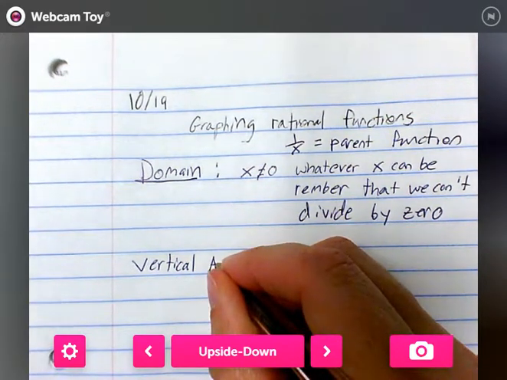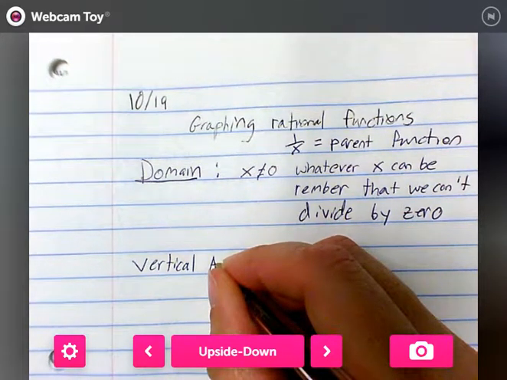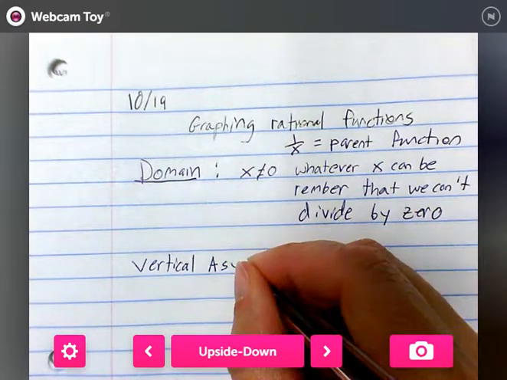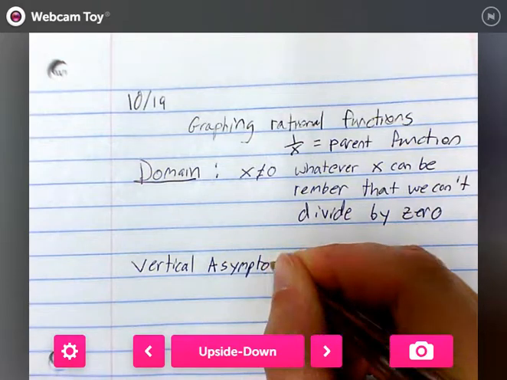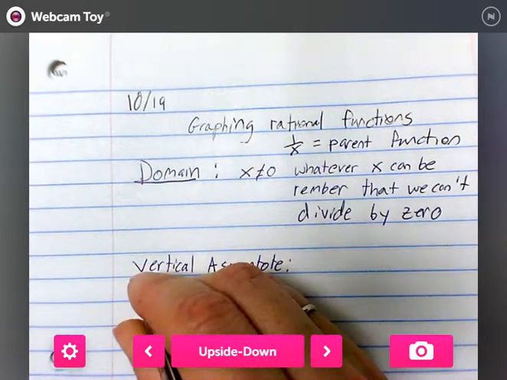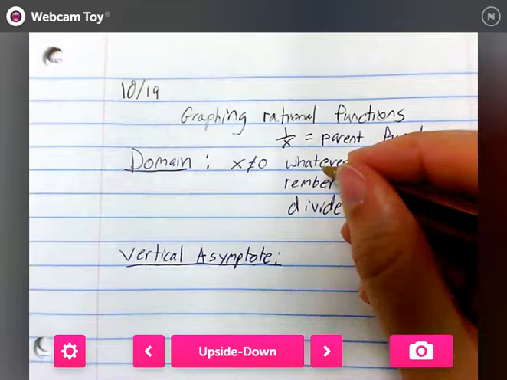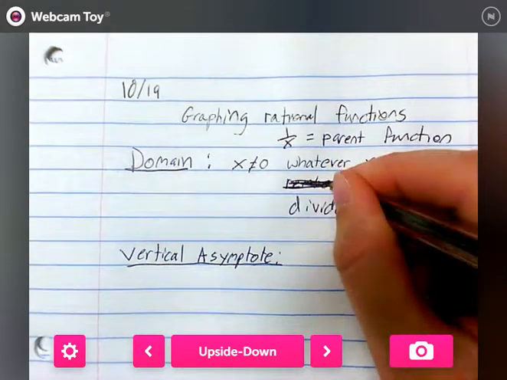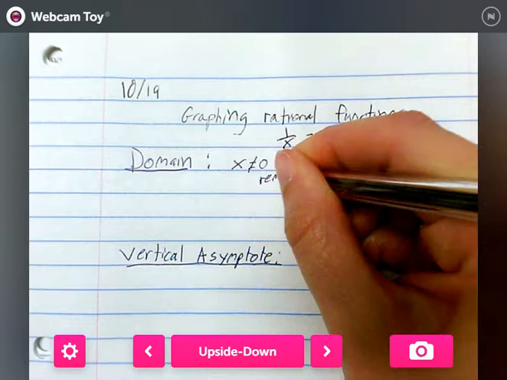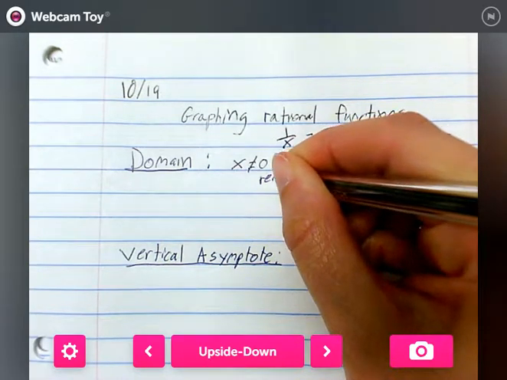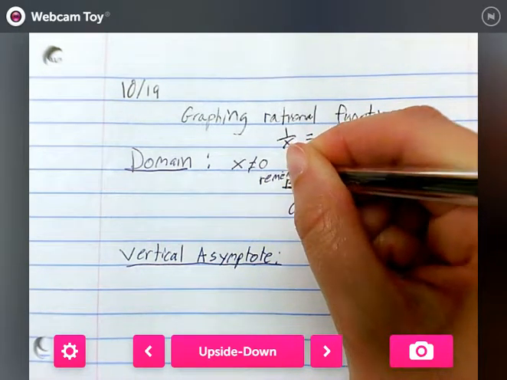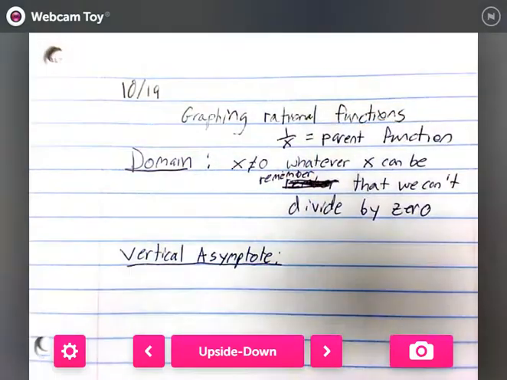We talked about vertical asymptotes, which I cannot spell the word asymptote. Let's see. There we go. Question. Yes. It says whatever x can be. Is that remember? Yeah. Okay. Spell remember for me, guys. R-E-M-E-M-B-E-R. Thanks, guys.